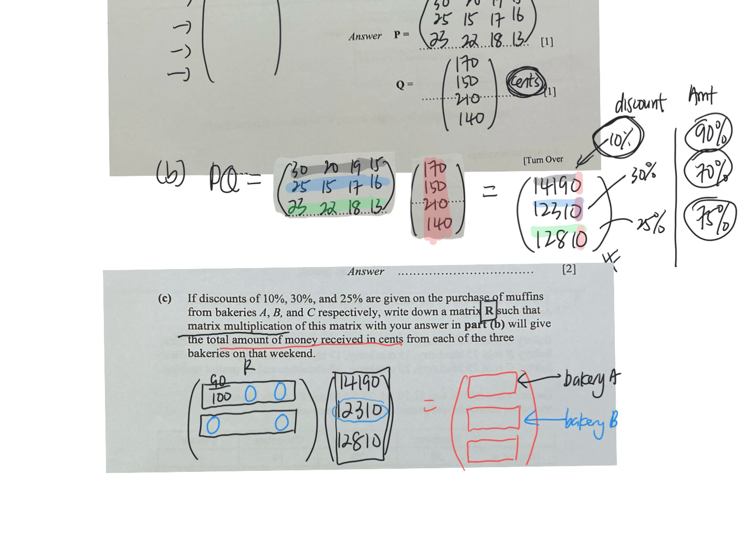So this one I don't want. This one I don't want. I only want this and I want 70% of it. So this is the 70%.